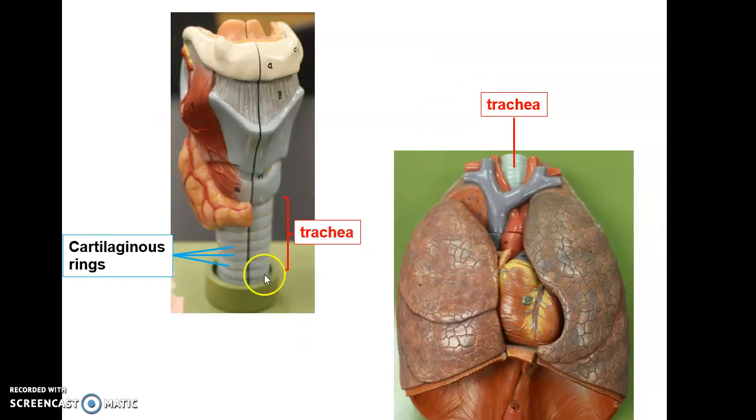Inferior to the larynx is this long tube. This long tube is called the trachea. The trachea will carry air down to the lungs. And as you can see, the trachea has many, many cartilaginous rings that help to form its structure and keep it open.